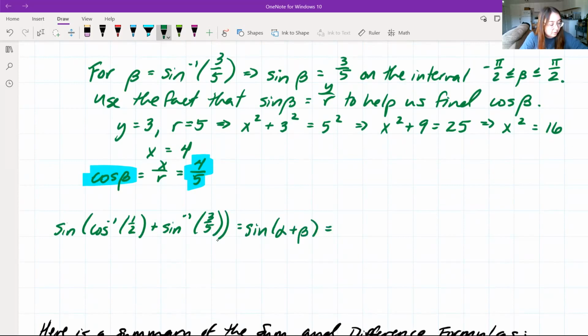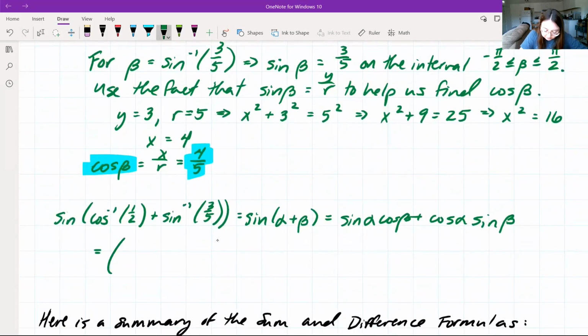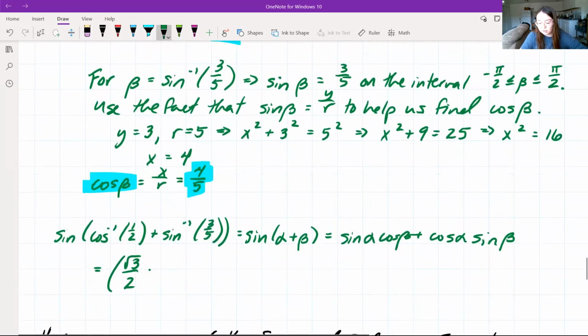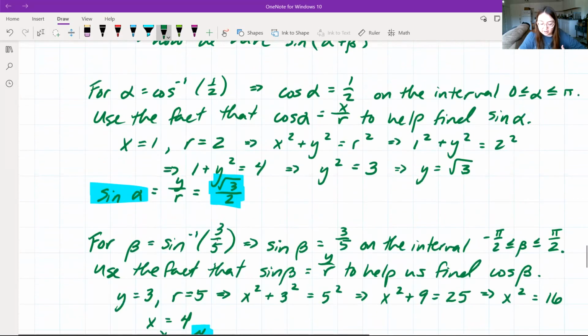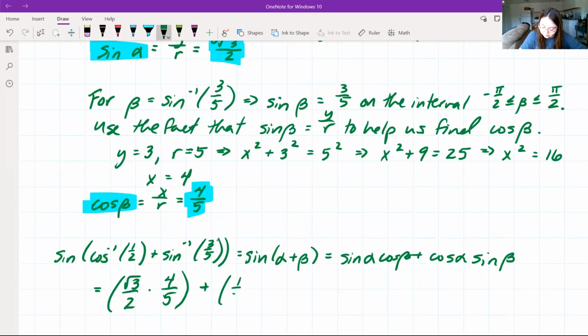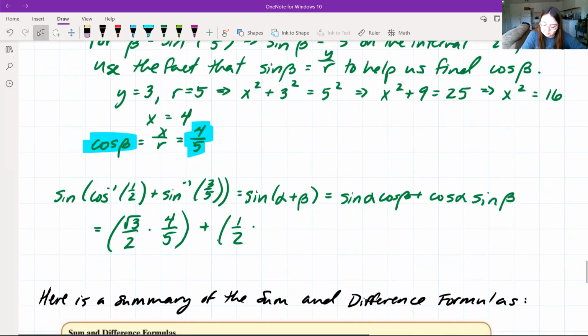This is now equal to sine of alpha times cosine of beta plus cosine of alpha times sine of beta. And now we can plug in our values. So we said sine of alpha was the square root of 3 over 2. Then we'll actually just multiply, cosine of beta was 4/5. And now the values that we were given, cosine of alpha is 1/2, and sine of beta was 3/5.